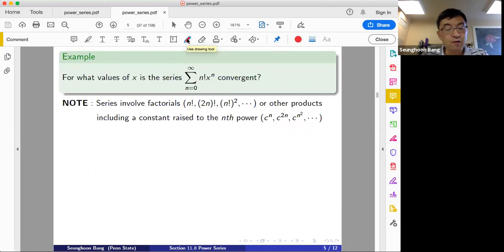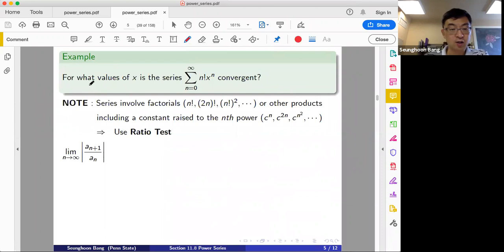The series involves factorials, n factorial, 2n factorial, n factorial squared, or other products including a constant raised to the nth power, c to the power n, c to the power 2n, c to the n squared, something like that. We use the ratio test. What is the ratio test?